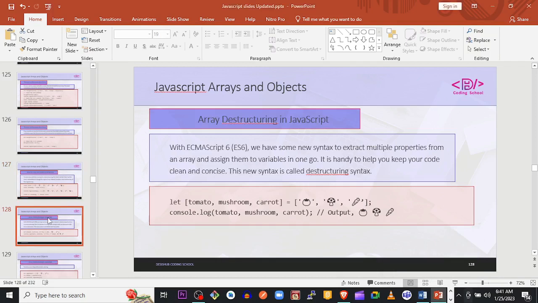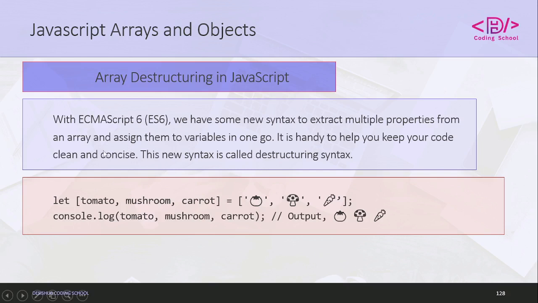Okay, great. That is great. We are moving on very well. Now there is a concept we call destructuring. At this point we'll be talking about the destructuring syntax, and it was introduced in ES6 or ECMAScript 6. In this syntax, you can extract multiple properties from an array and assign them to variables in one go, or in one time run. It is handy to help you keep your source code clean and concise. So the new syntax, this is how it looks like.